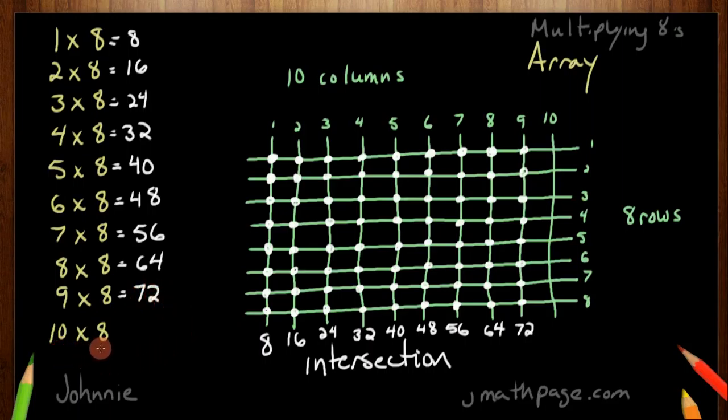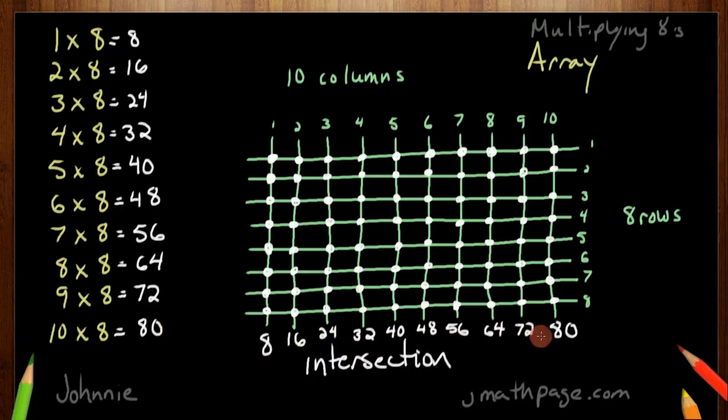What about 10 times 8? 10 columns and 8 rows. Let's go ahead and add these in. Okay. Now I had 72 intersections before. If I add 8 more, 72, 73, 74, 75, 76, 77, 78, 79, and 80. Now I have 80 intersections. Alright, so we know that 10 columns and 8 rows gives us 80 intersections.